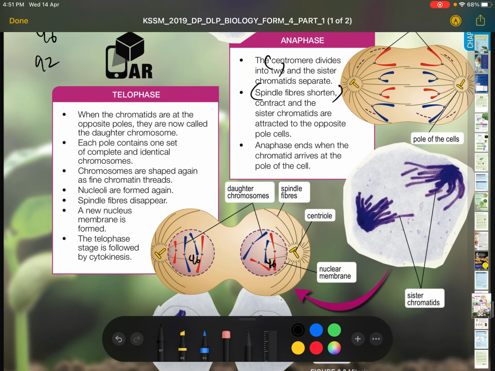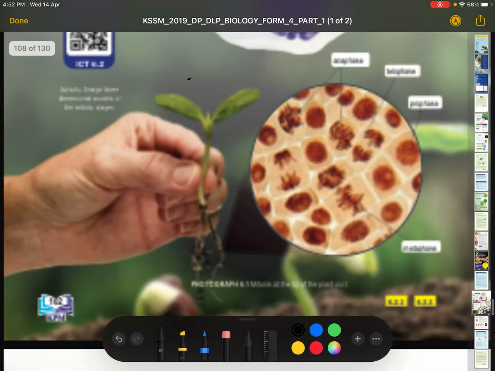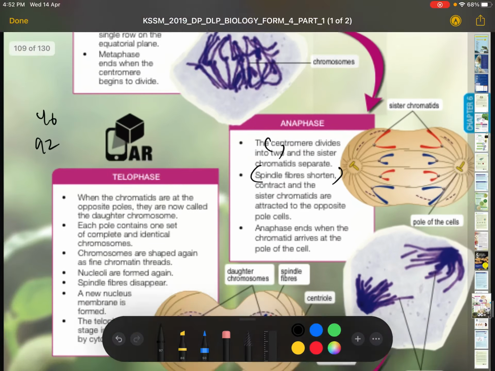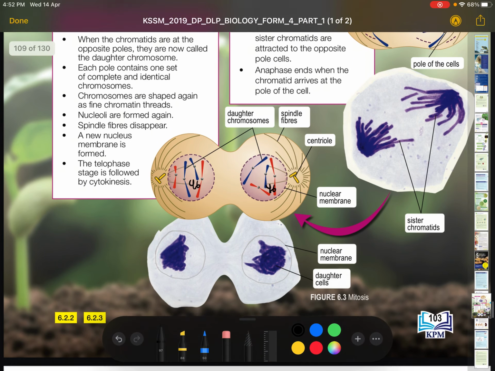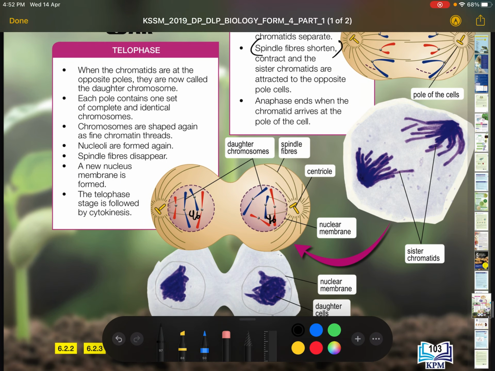So one half is carrying one chromatid, so now the sister chromatids are separated. And then anaphase ends after the chromatids reach the opposite poles of the cell. During telophase, the chromatids are already at the opposite ends of the cell, so now they're called daughter chromosomes. And each pole contains a full set of chromosomes. So if you have 46 here, you also have 46 here.